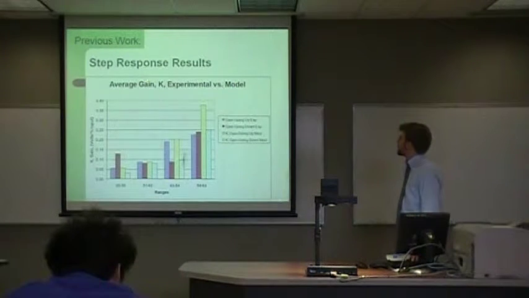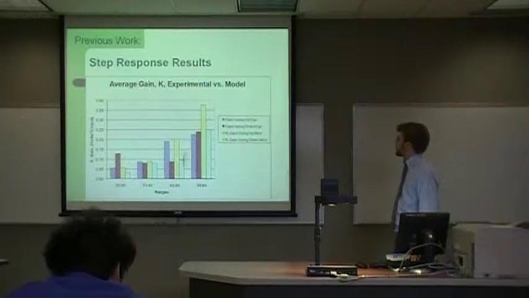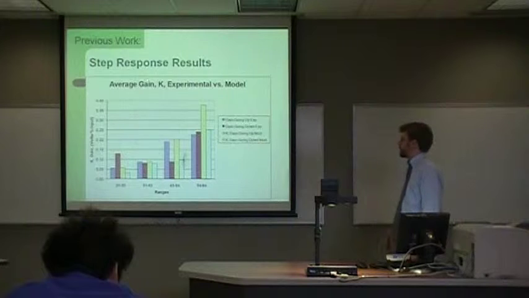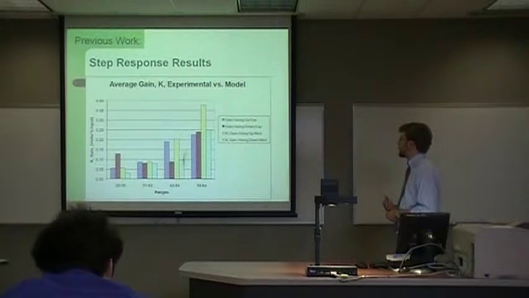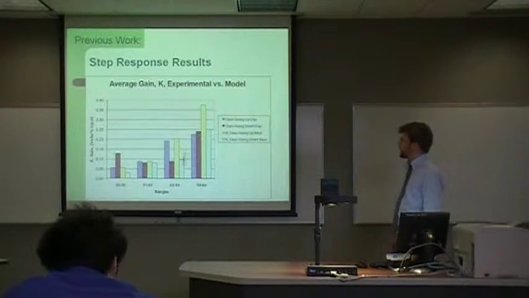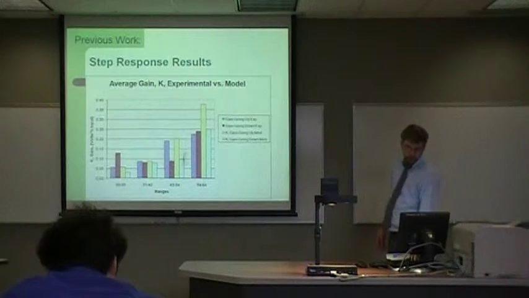Here's our step response results for the gain, the K, between the experimental and modeling results. You can see there are a couple of outliers between the experiments and what we found modeling, and this has happened a lot with our voltage system. What we find in the experiments and what we find in the modeling are almost two completely different things throughout our different experiments. You'll see that a lot here.